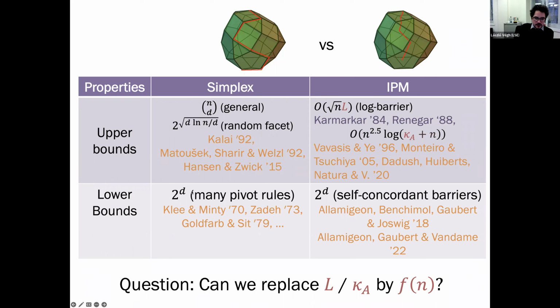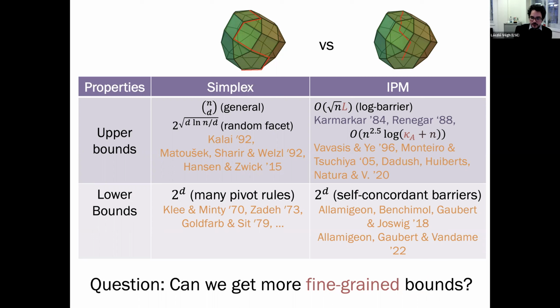And then we also have lower bounds. Again, there's no universal lower bound for simplex, but for many known pivot rules, there are exponential lower bounds, and there is a very surprising lower bound also for interior point methods, which I'll talk about a bit later. And now our question is, in these upper bounds, can we also get a bound which does not depend at all on the matrix or anything? It would only be a function of n, which is another way to look at it. Can we get even more fine-grained bounds on upper bounding interior point methods?